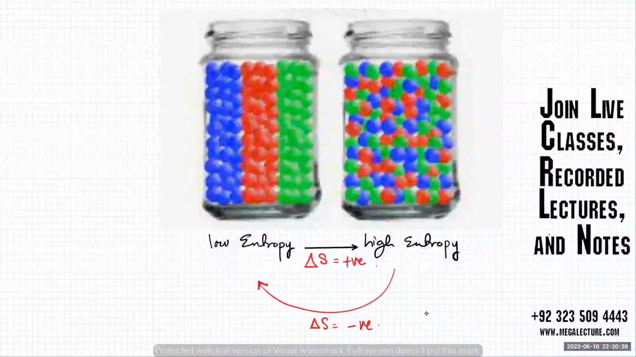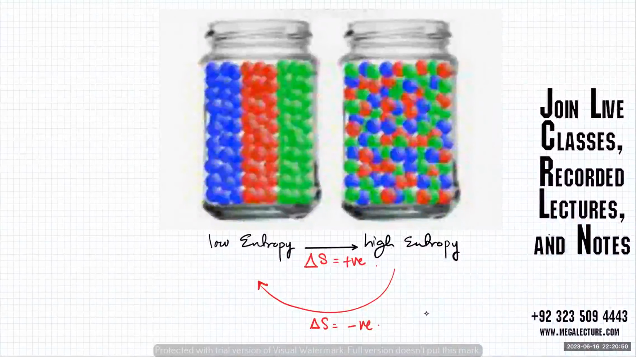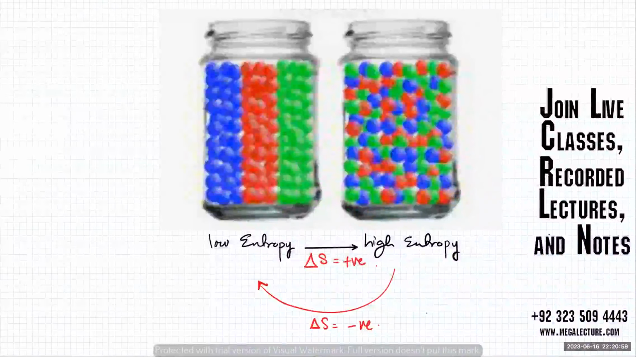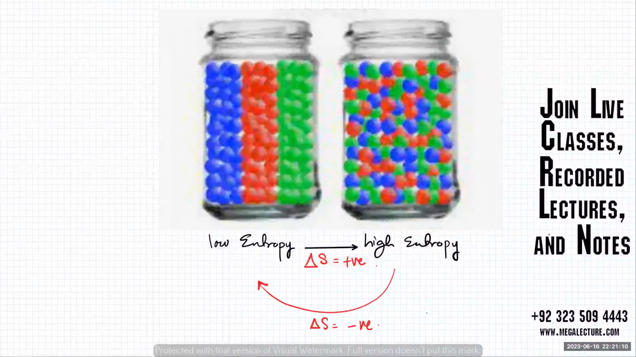Yeah. So now apply this. If you've got a very nice and tidy room, and it turns into a very messy room, is delta S positive or negative? Positive. Okay, that's a gain of disorder, right? So that's a simple concept of what delta S is. You can apply it to any place.